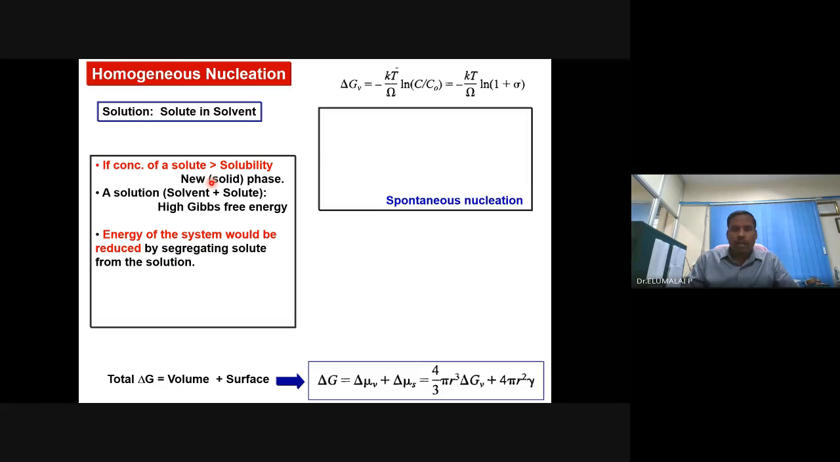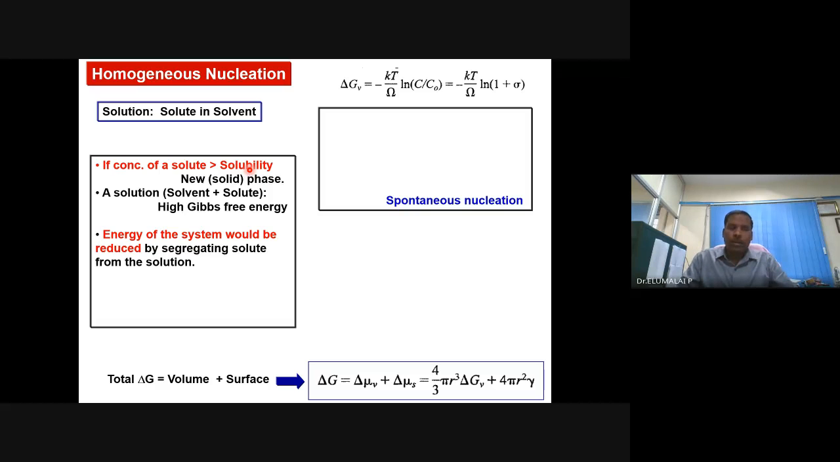When can this new solid phase form? When we have this condition: when the concentration of the solute is greater than the solubility, a precipitate or a new solid phase can form. So now I introduced one new terminology, solubility. What is solubility? Something undergoing dissolution, the ability to be soluble.